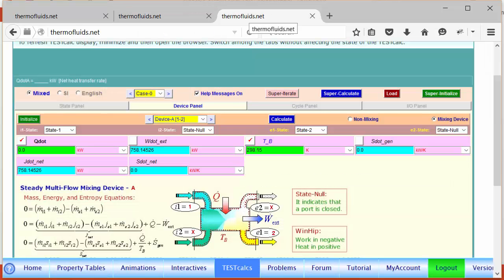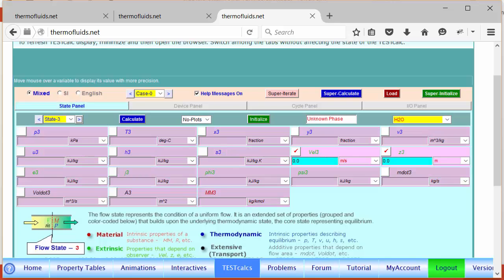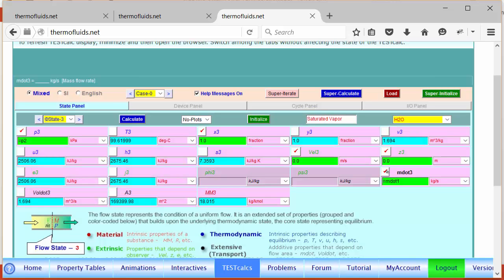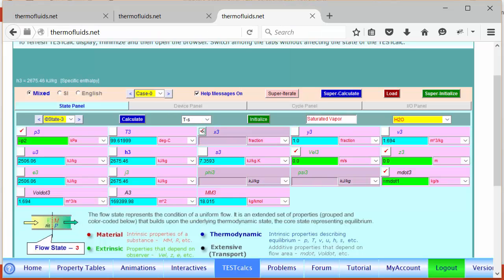We go back to the test calc. Recall that we have finished up to state 2. So let's find state 3. State 3 is what? Same pressure as state 2, and is saturated liquid, the condenser exit, and of course mass flow rate remains the same. If we want to show them in the TS diagram, oops, we made a mistake. X is 0 for saturated liquid.